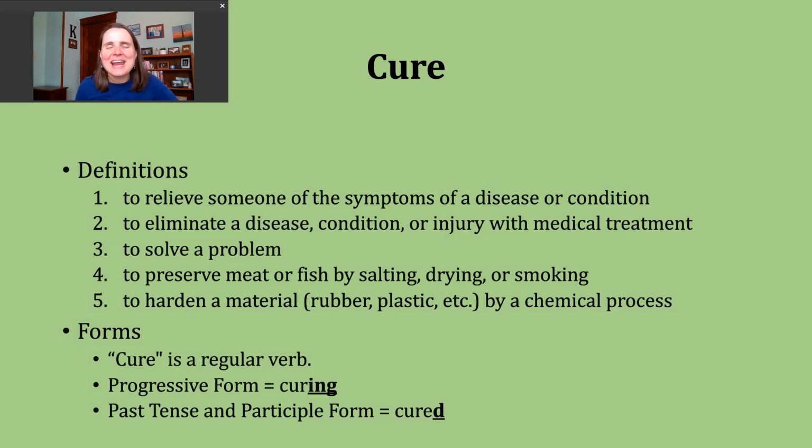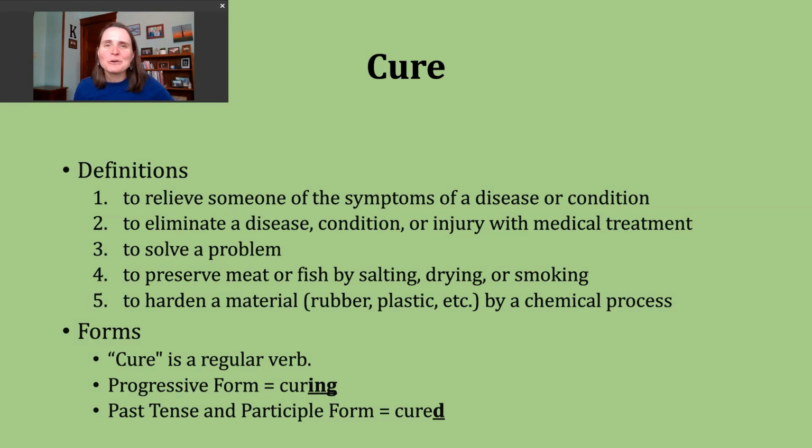A fifth way to use the verb cure can mean to harden a material. And this kind of material, it could be something like rubber or plastic, maybe concrete, and you're hardening it or making it harder using some type of chemical process. Okay. Now, this last definition isn't something you'll hear every day, but if you work in a field of engineering or manufacturing, this might be a verb you use more commonly.